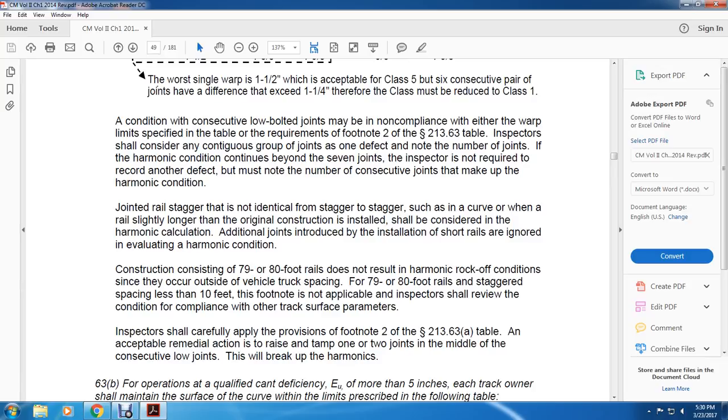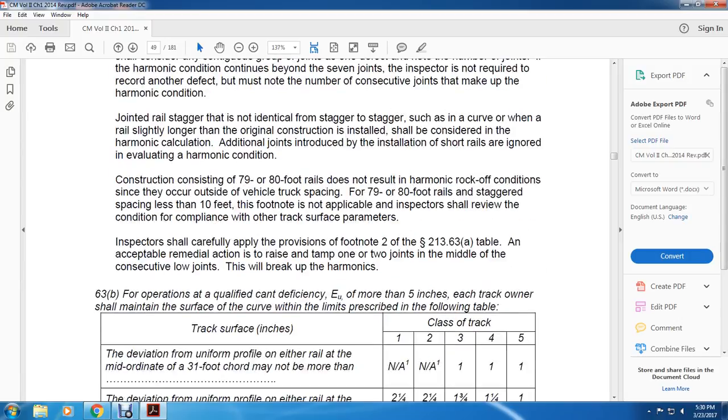Joint rail stagger that is not identical stagger associated with the curve, when the rail is slightly longer than the original construction installed, should be considered in the harmonic calculation. Additional joints introduced by installation of short rails are ignored when evaluating harmonic condition. Construction consisting of 79-foot and 80-foot rails does not result in harmonic rock-off conditions since they occur outside of the vehicle truck spacing. For 79 and 80-foot rails with staggered spacing less than 10 feet, the footnote is applicable.